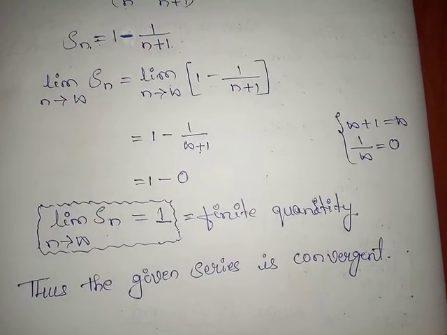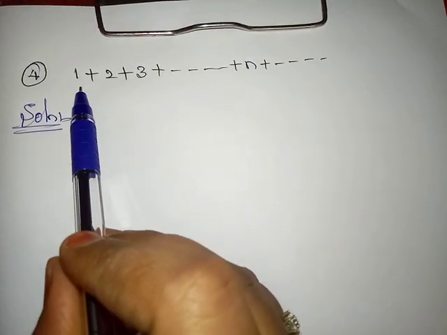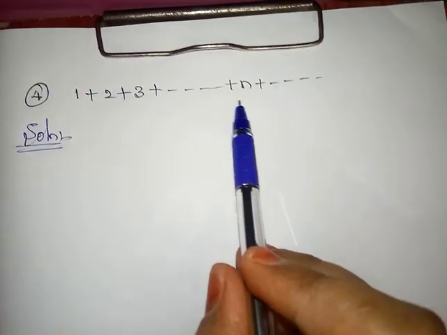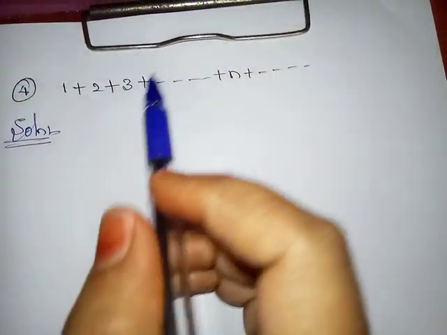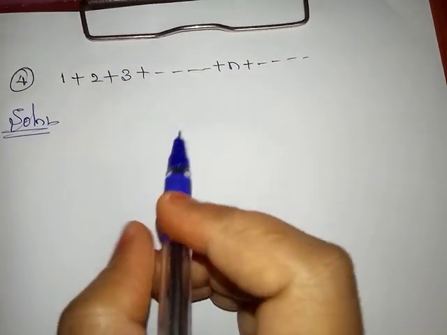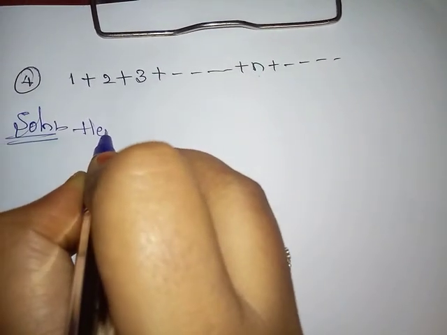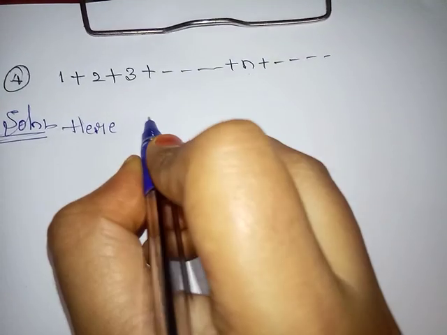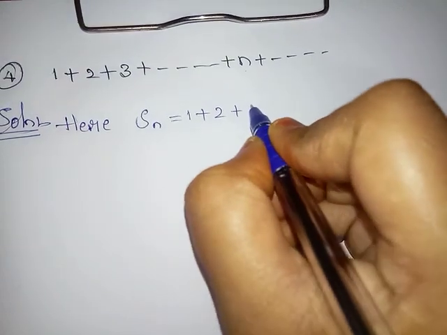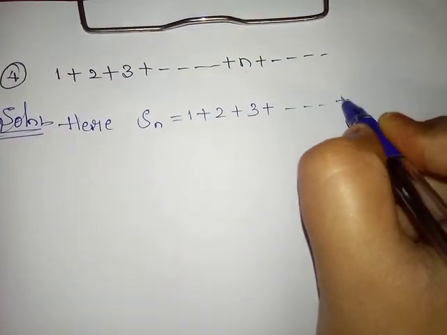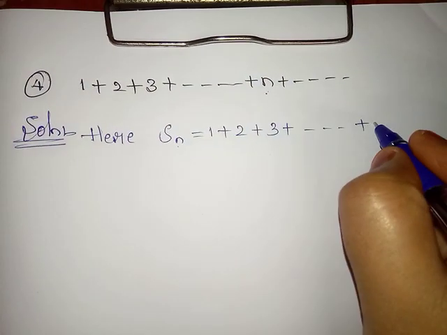Next example, fourth example, series is 1 plus 2 plus 3 plus and so on to plus n plus and so on. Here nth term is given, that is n. See, this is not a geometric series. Okay, now here I have to write the Sn. Sn is what? 1 plus 2 plus 3 plus and so on to plus n. Sn indicates what? Sum to first n terms. Nth term is given, therefore it is n.